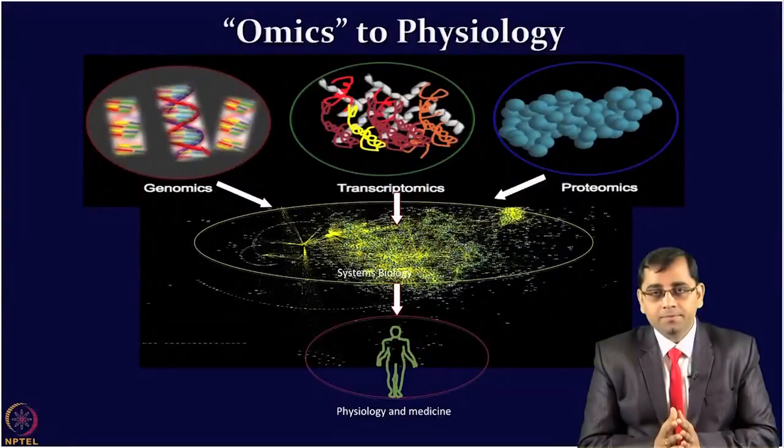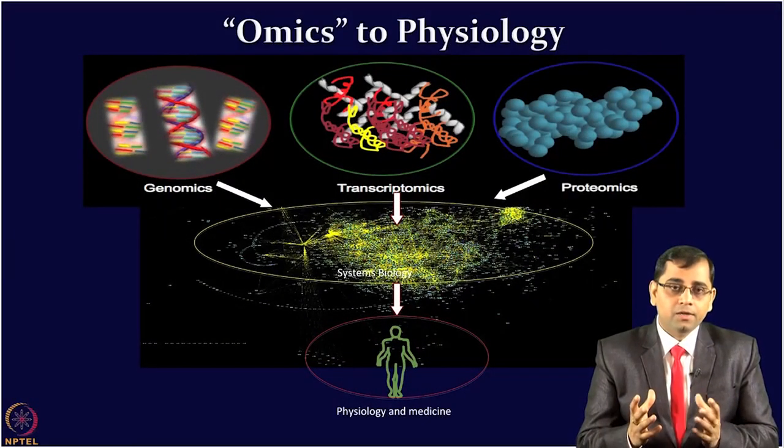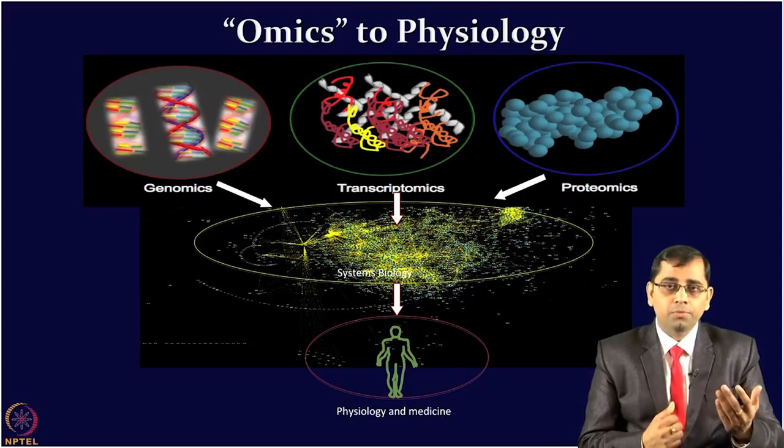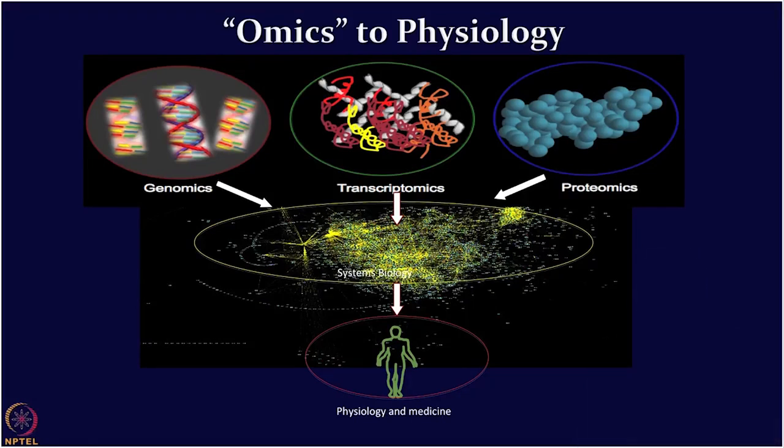As you can see on the slide, we are generating data sets from a variety of different levels of biomolecules, starting from the genome, transcriptome, proteome, and then looking at this whole information in a more systems network manner, which eventually can help us to define the physiology and probably help the life scientist and medical scientist to really provide meaningful information for complex biological questions.